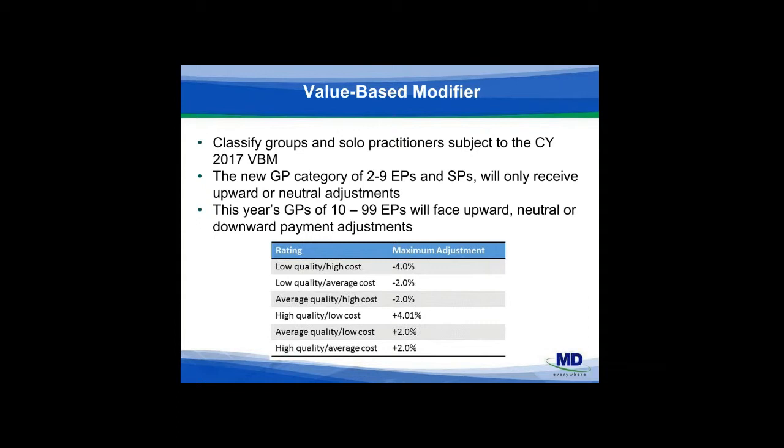New group categories of 2 to 9 providers will receive only the upward or neutral adjustment, and the groups of 10 to 99 providers will face upward, neutral, or downward payment adjustments associated with the average quality and low cost. So the higher the quality and the lower the cost, the higher the increased reimbursement. The lower the quality with the higher cost, the more the maximum adjustment is going to be seen moving forward in calendar year 2017.